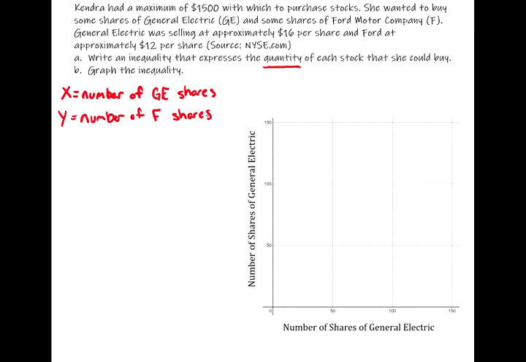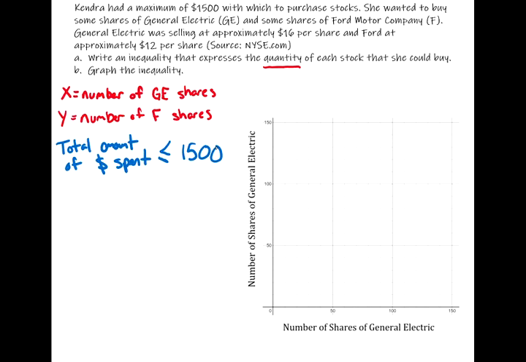Now, let's think about what this inequality should look like. The amount of money she spends can be up to $1,500. So let's say the total amount of money spent could be equal to $1,500. She could spend it all, or she could spend less. So the total amount of money spent should be less than or possibly equal to $1,500.